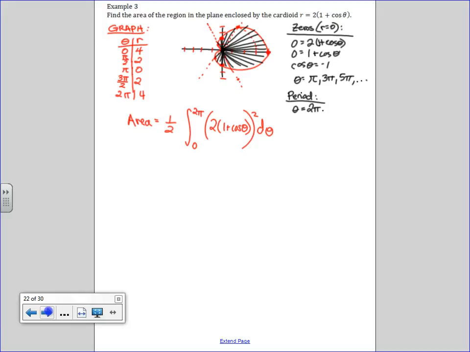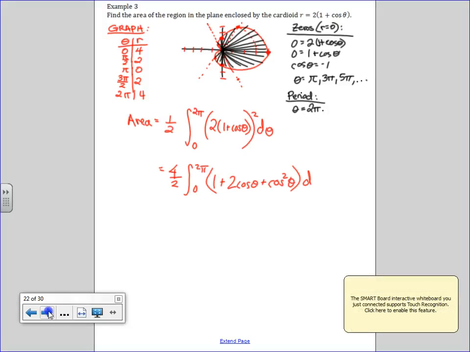If you had to do it by hand, you'd have to plug and chug. If you didn't have to do it by hand, it'd be a little messy because I'd have 1/2 times the integral 0 to 2 pi of 4. Well, 4 can come out, right? So make that 4 over 2. And I have 1 plus 2 cosine theta plus cosine squared theta.